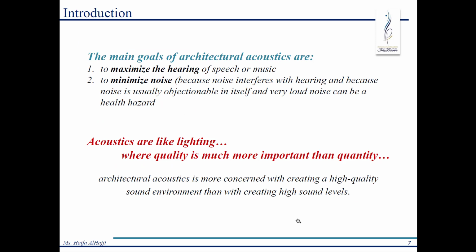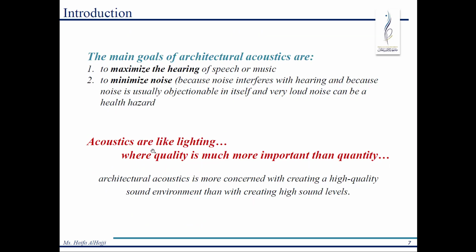Now, overall, the main goals of architectural acoustics are two things. In every situation, there's something speaking, or producing a kind of information through sound, and there are other sounds trying to obscure that sound. So we want to omit these sounds. The two main goals are to maximize the hearing of speech or music, whatever they want to hear, so maximize the source of sound you want to hear and decrease the source of noise that is obstructing the hearing process of the main sound.